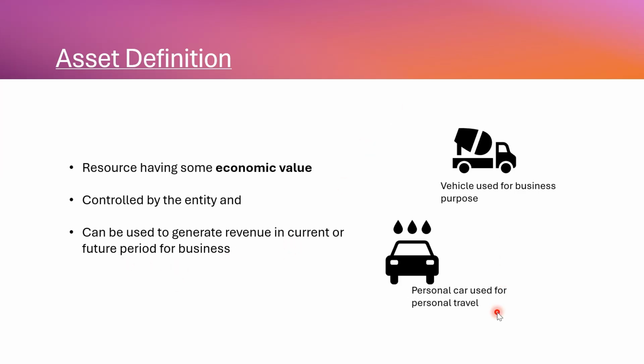In this, we have two examples. One is a vehicle which is used for a business purpose, another is a personal car which is used for personal travel. Though both assets have an economic value, controllership is not with the entity in the personal car. However, the vehicle we are using for business purposes is going to generate revenue for us, right? So it meets all the criteria. That is when you can say, okay, this is an asset of a company. However, my personal car is not an asset of a company, right?